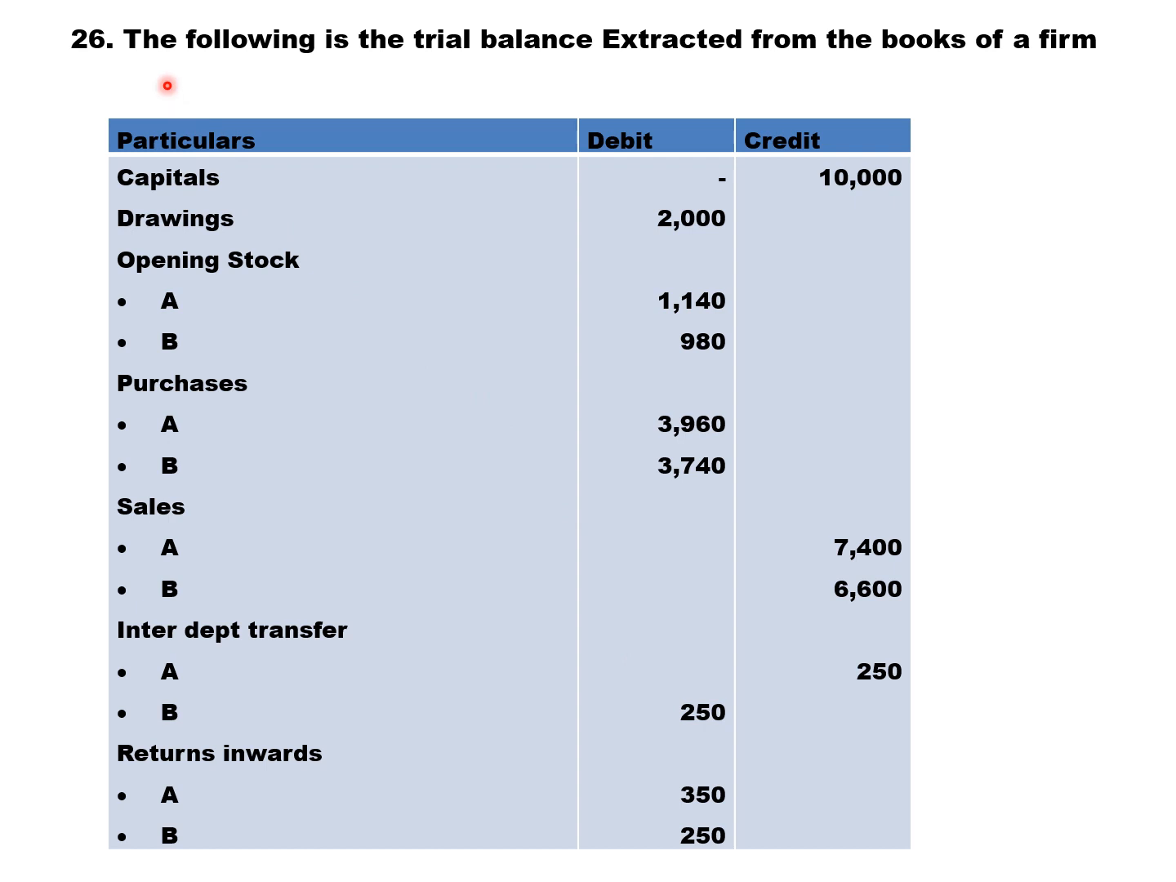So this is the 26th question, students. The following is a trial balance extracted from the books of your firm. So we have capital will come in balance sheet, drawings will come in balance sheet, opening stock will come in trading, purchases will come in trading, sales will come in trading, interdepartmental transfers, B debit 250, A credit 250, A has issued, B has received. Returns inward is nothing but sales returns, to be deducted from sales.